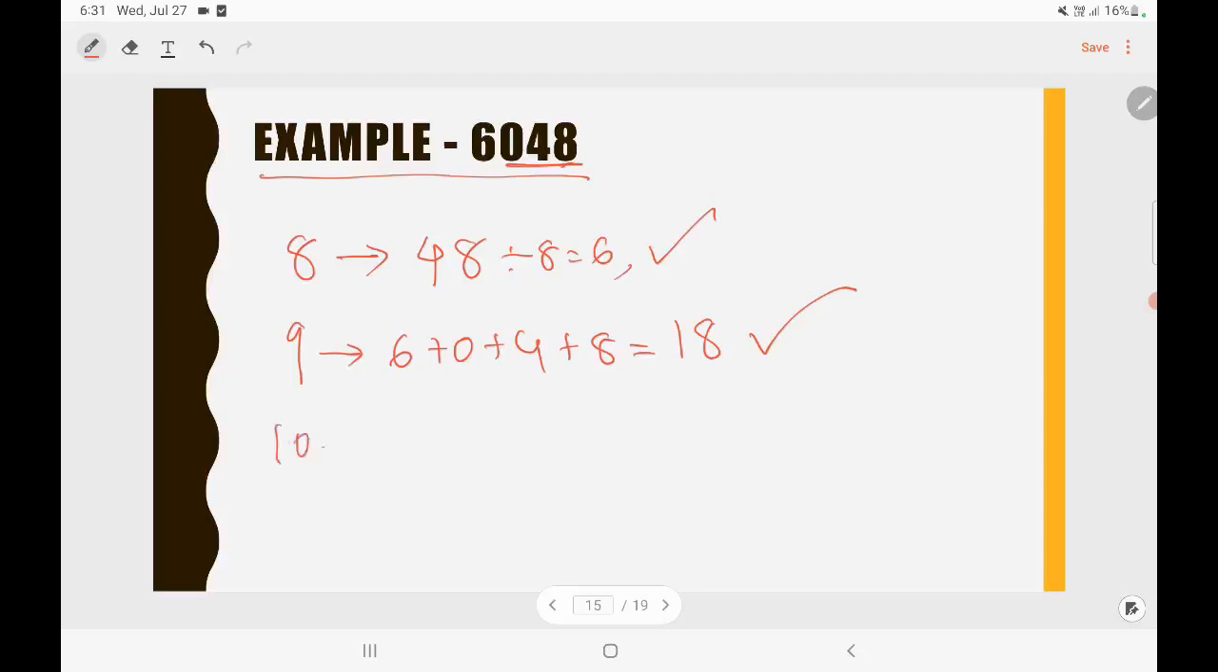What about 10? No, right? Because the last digit is 8. The last digit is not 0. Therefore, 6048 is not divisible by 10.